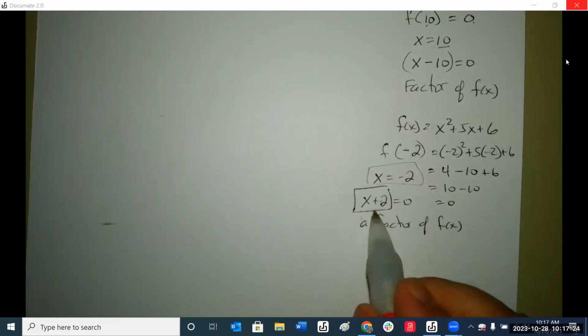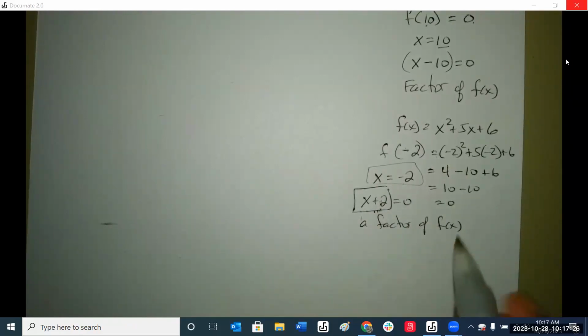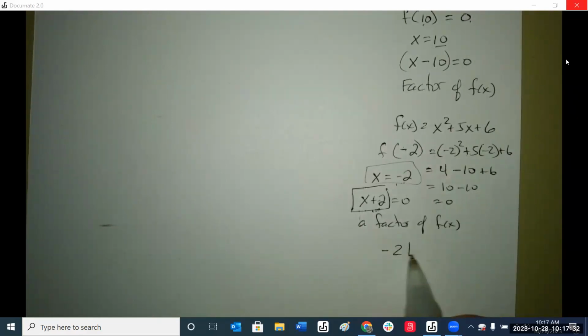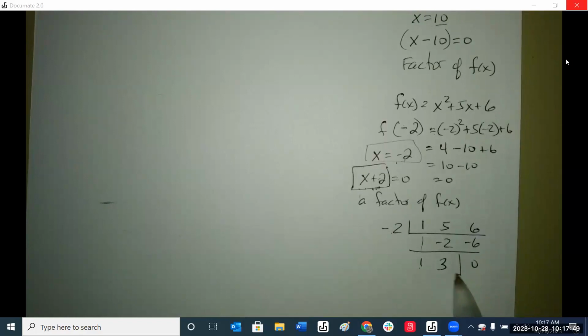Since that's a factor, we can either do long division or we can use synthetic division to find the other part of the factor. So it's 1, 5, 6. -2 times 1 is -2. -2 times 3 is -6. This is our remaining factor. This is a constant. This is x, the next one would be x squared and so on. So x plus 3 is another factor.